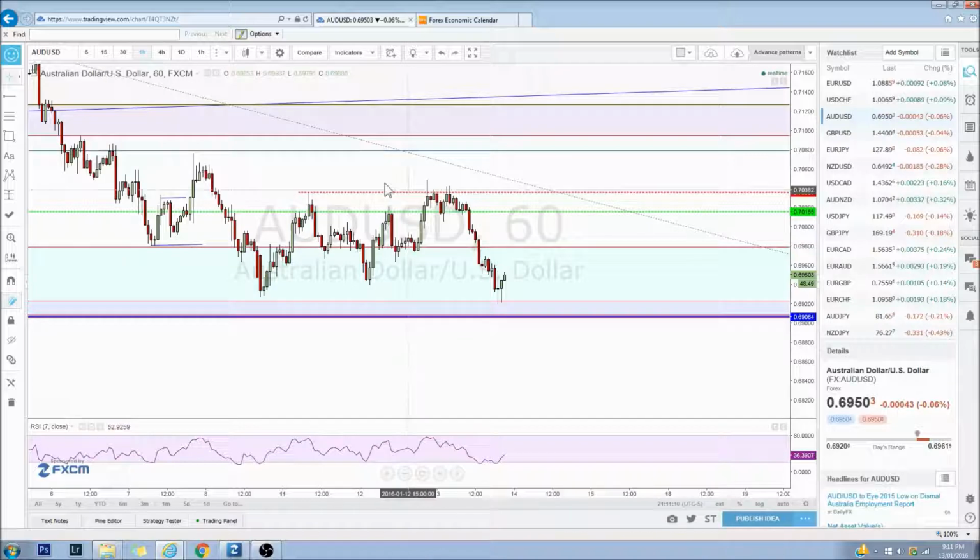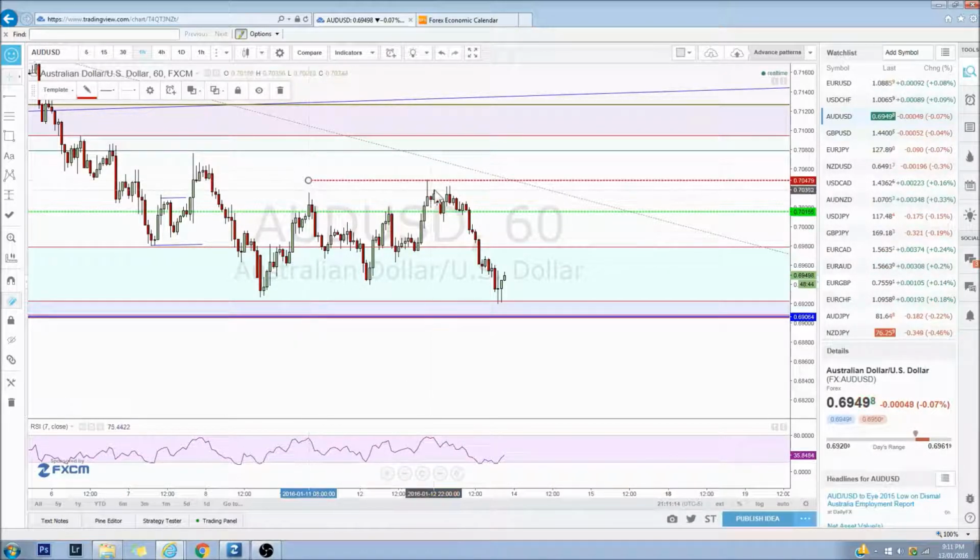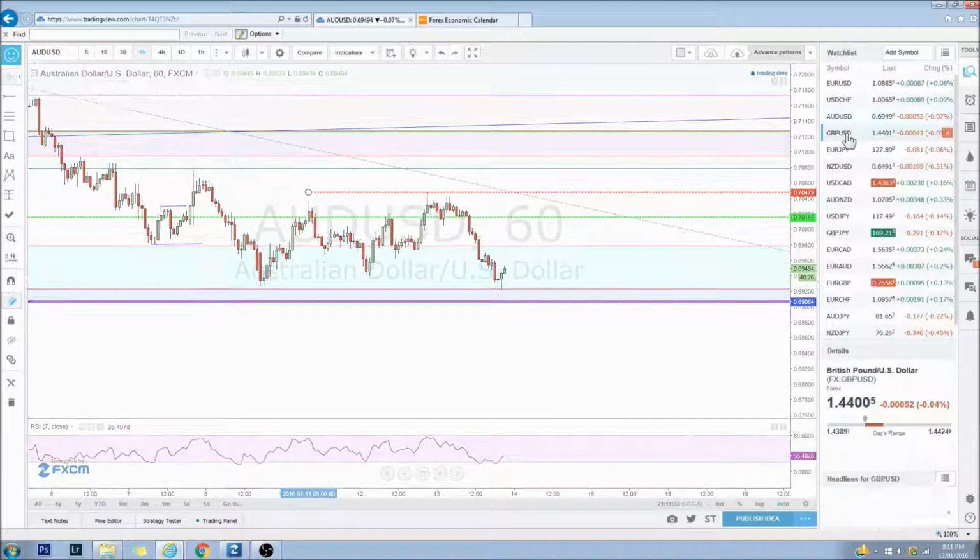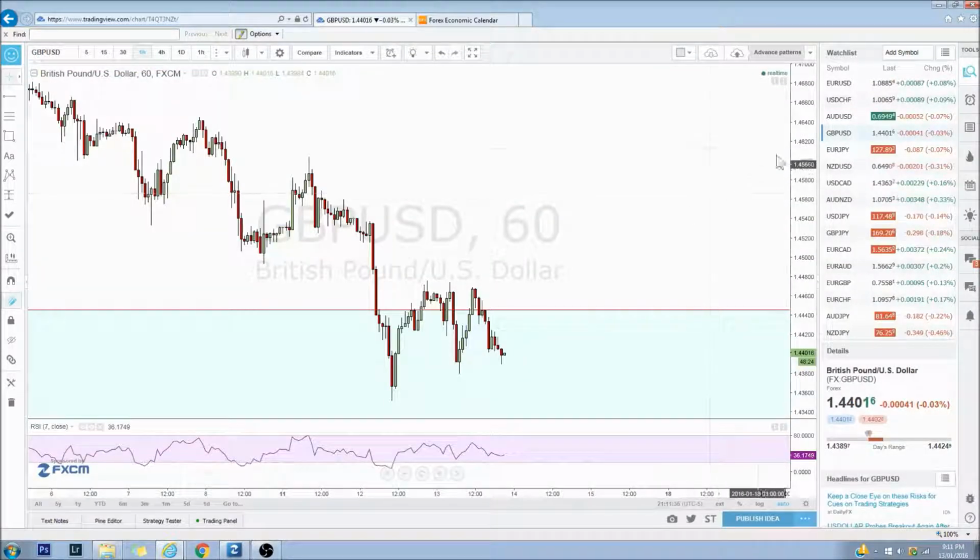I'm going to wait for this break of structure right here. So once we have this break of structure, and I mean a candle close above the structure, then I can start looking for a retracement to possibly buy. We are oversold, but this may continue to go sideways and then all of a sudden continue to go down. So there's just a few things out there.